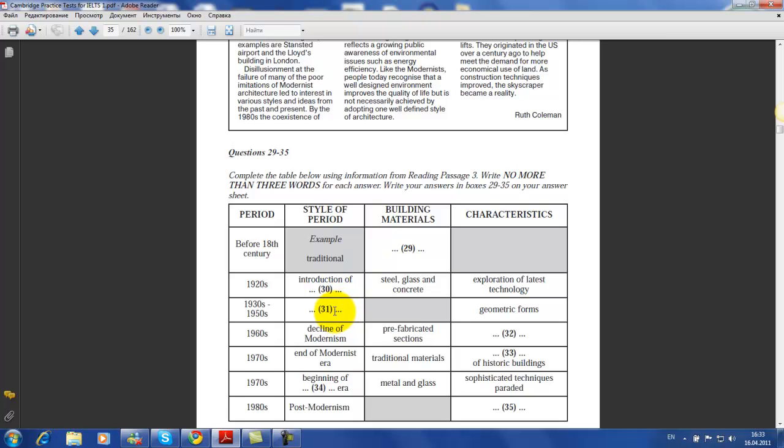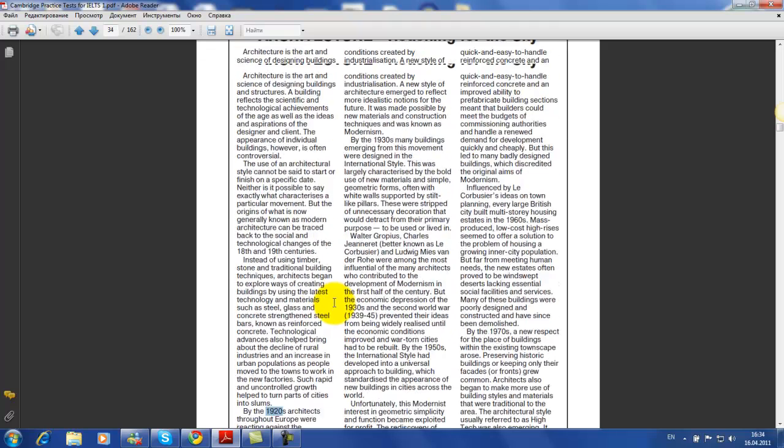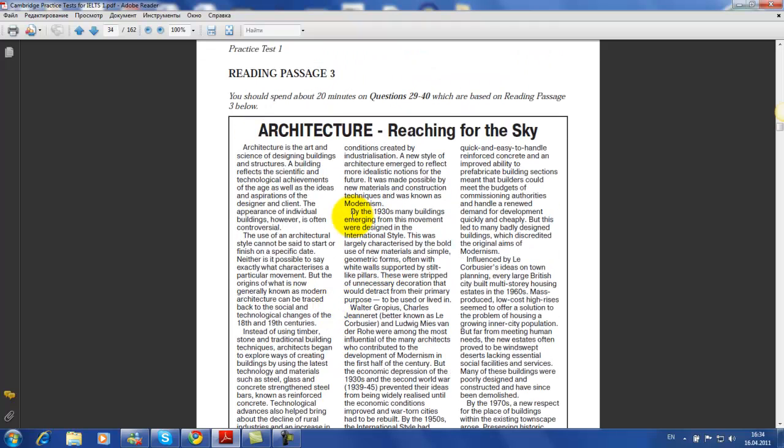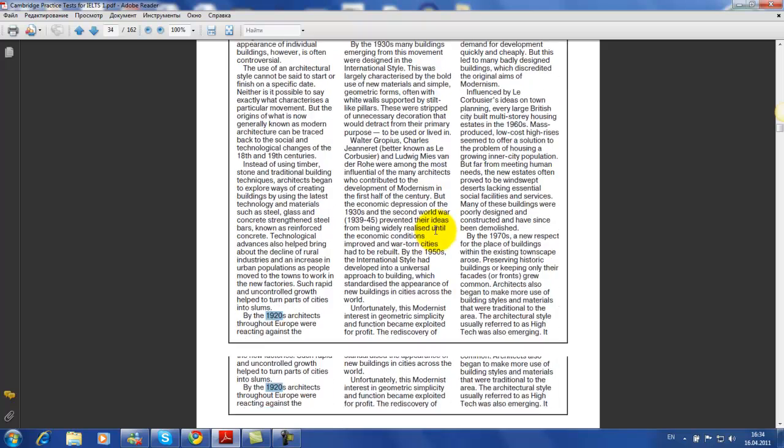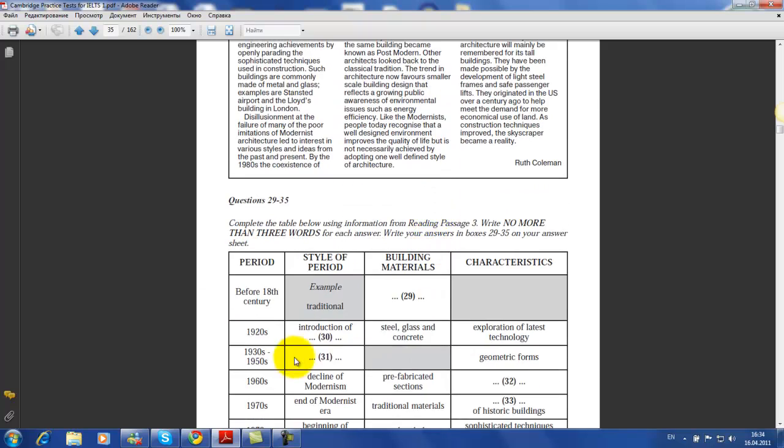Then, next question is 31. Again, we have to look for the style of period. And the keywords here again, 1930s, 1950s. I think you understand why I'm choosing 1930s, 1950s as the keywords, because it's easier to look for these keywords in the text. So we go on working. Right, next paragraph in the second column. By the 1930s, many buildings emerging from this movement were designed in the international style. So 1930s, the name of the style is international style.